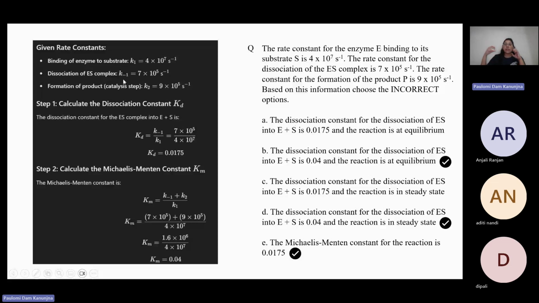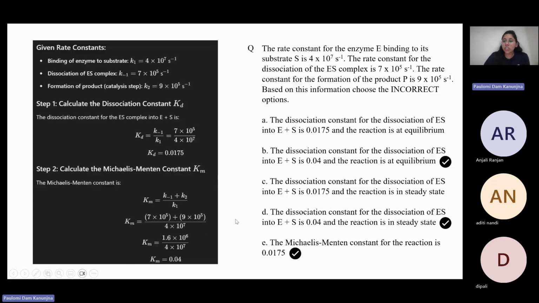Now, we know Kd, which is the dissociation constant, is basically the equilibrium between enzyme substrate complex and E and S. So Kd is generally K minus 1 by K1. And that you have calculated. While the second one, Km, as we know, is K minus 1 plus K2 divided by K1. So that comes to 0.05.